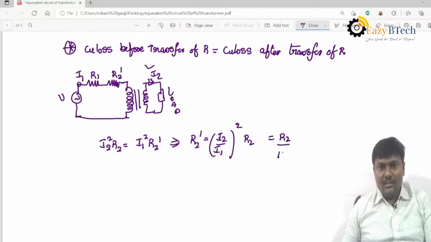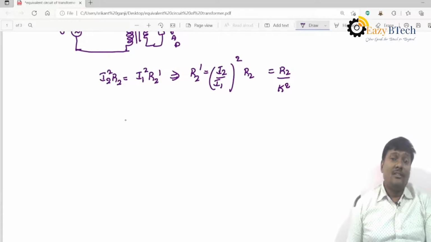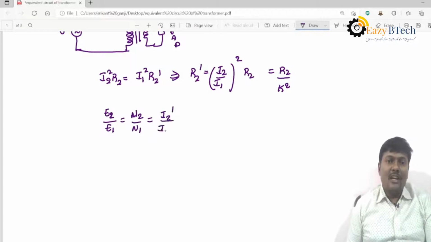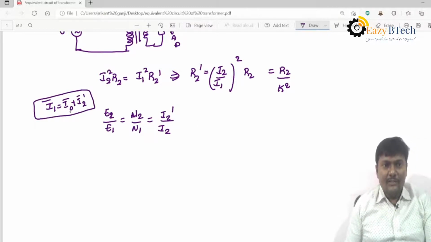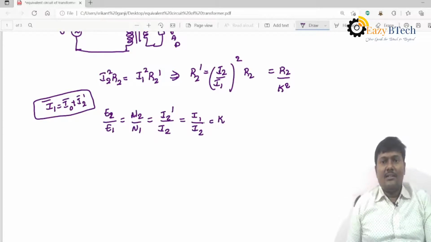So R2 divided by K square. Now you got it: I2 by I1 is 1 by K. So we have one relationship: E2 by E1 is equal to N2 by N1, which is equal to I2 dash by I2. What is the primary current? I1 is the phasor sum of I0 bar plus I2 dash bar. But by neglecting the no load current, we can write I1 divided by I2 equal to K. So K is equal to I1 by I2, and I2 by I1 can be written as 1 by K.